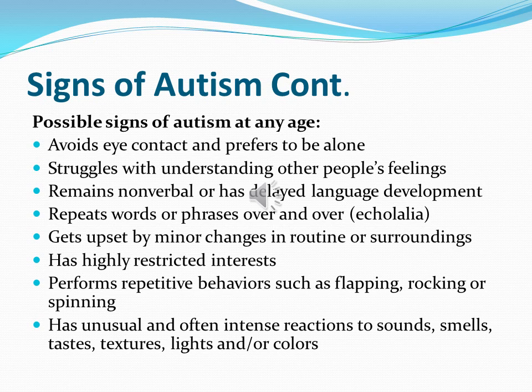Possible signs of autism at any age include avoiding eye contact and preferring to be alone, struggling with understanding other people's feelings, remaining nonverbal or having delayed language development, repeating words or phrases over and over, getting upset by minor changes in routine or surroundings, having a highly restricted interest, performing repetitive behaviors such as flapping, rocking, or spinning, and having unusual and often intense reactions to sounds, smells, tastes, textures, lights, and/or colors.